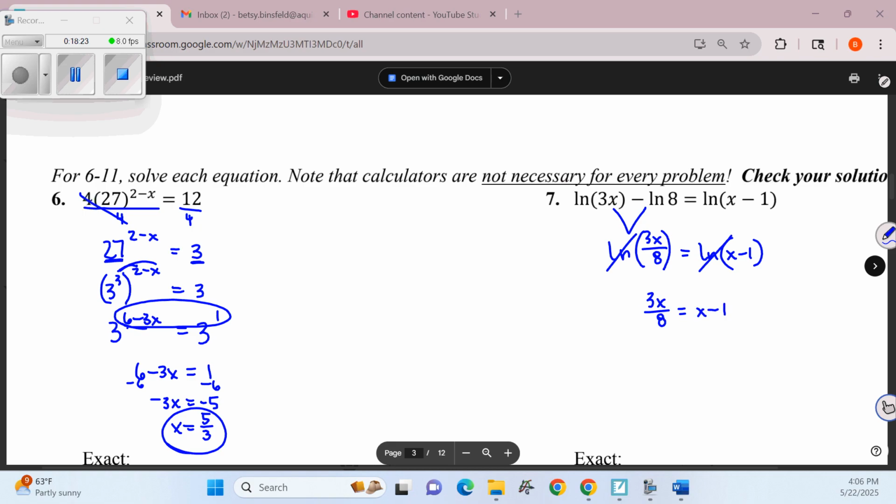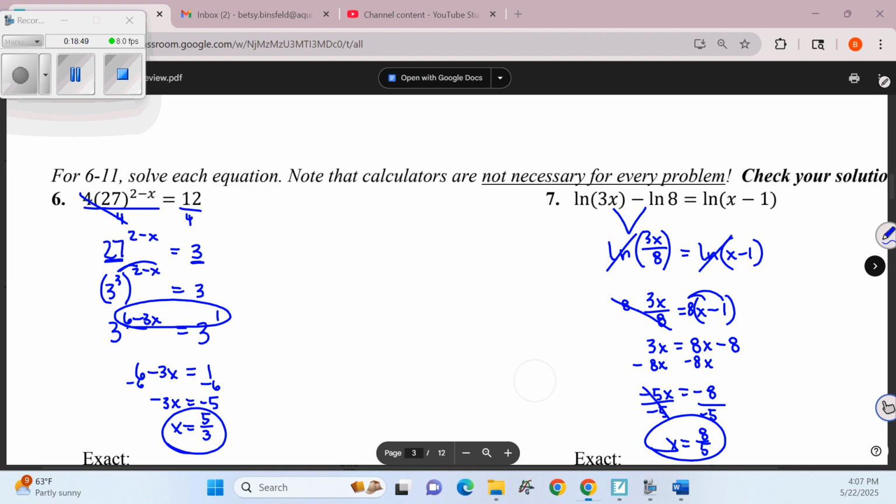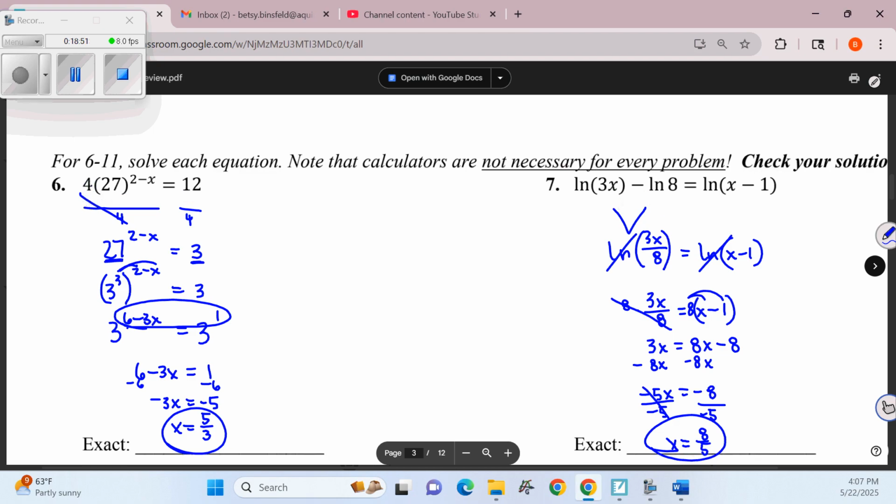Let's get rid of the fraction by multiplying by 8 on both sides. That means distributing on the right-hand side. So 3x is equal to 8x minus 8. Subtract your 8x over. Negative 5x is equal to negative 8, or dividing by negative 5, x is equal to 8/5. So we only have exact answers on these ones.